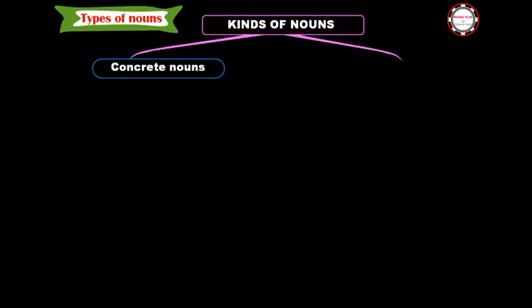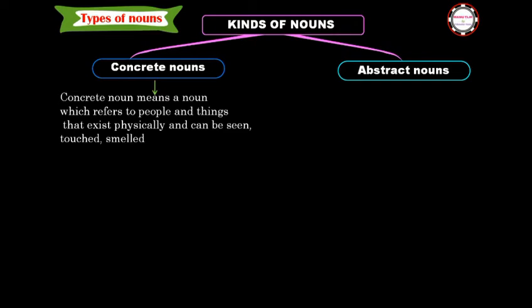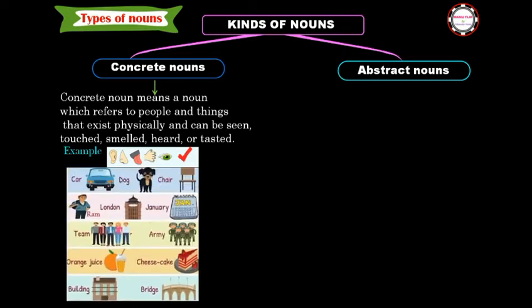Next, types of nouns. There are two types of nouns. They are concrete noun and abstract noun. Concrete noun means a noun which refers to people or things that exist physically and can be seen, touched, smelled, heard, or tasted. That means we can feel with five senses.